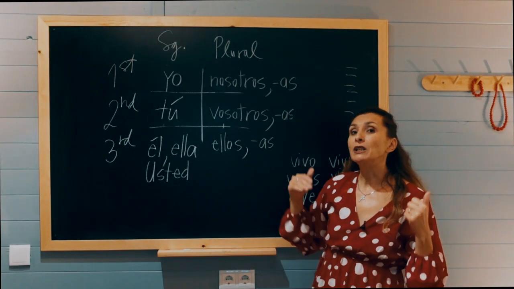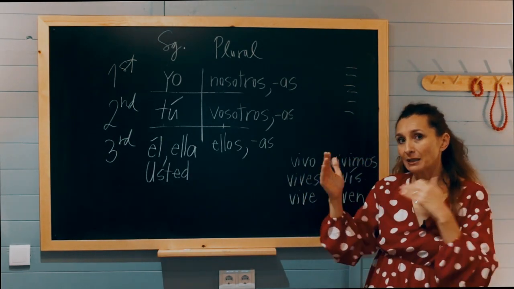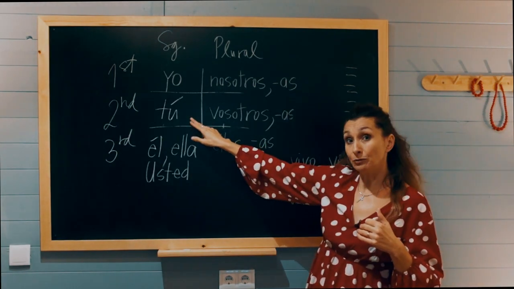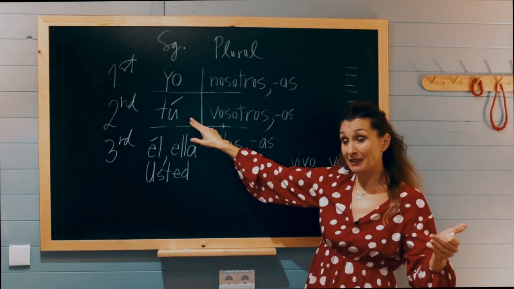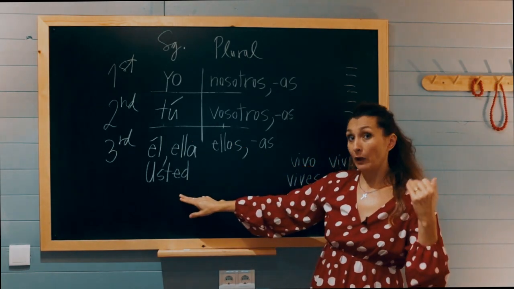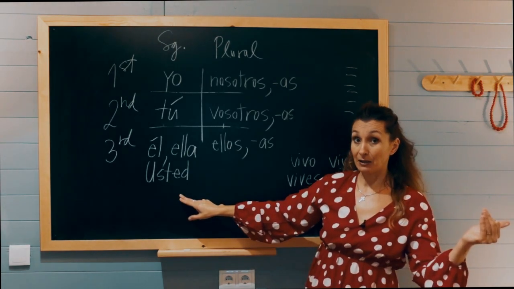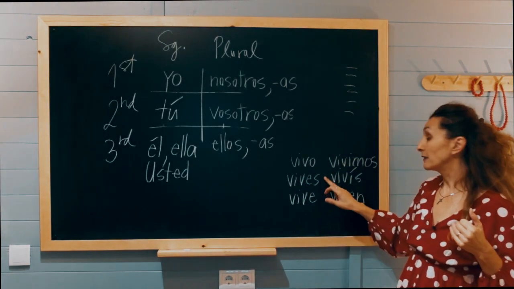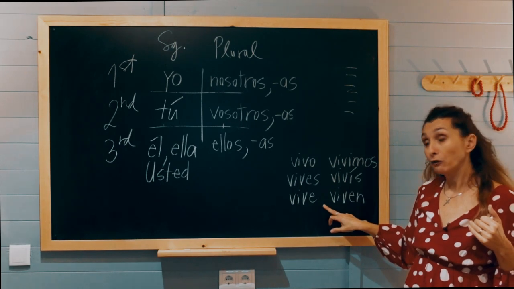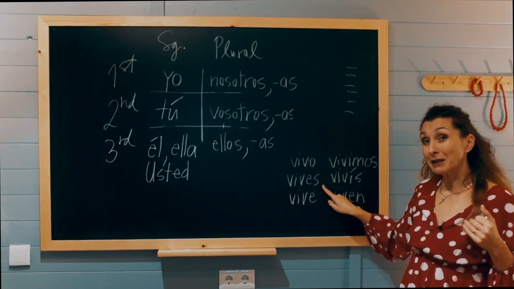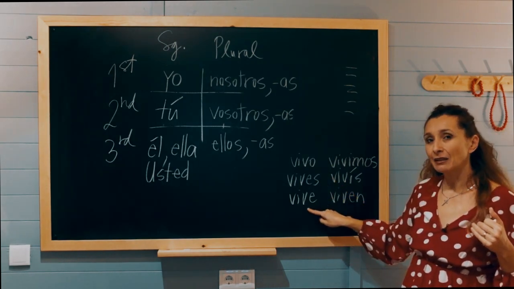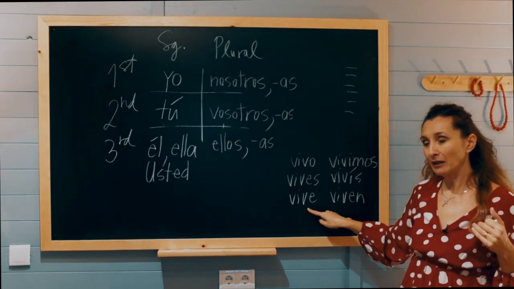usted. But we need to mark this difference between tú when we are on the first name basis and usted when we show some kind of respect or formality for this person. And that's why there are 2 different forms. Tú vives, usted vive. Okay?